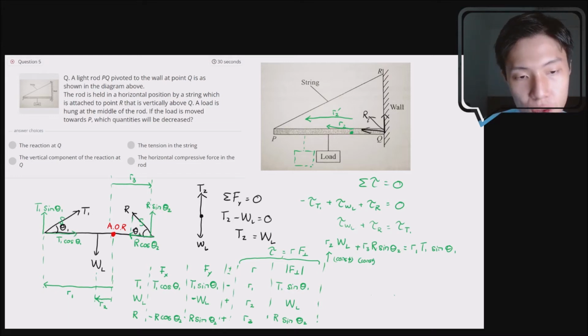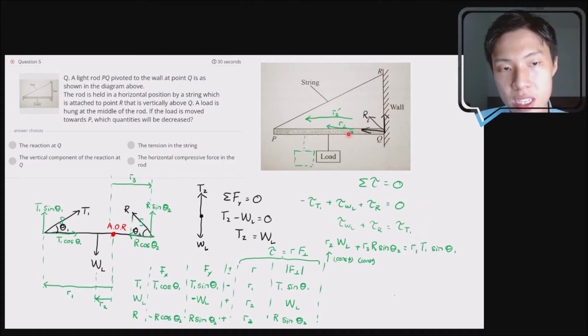The reaction force, you don't know whether it will change or not. That's what they're asking for. The theta here, we also don't know whether it will change or not. We don't know whether the R is pointing in this direction or it will be pointing slightly at a greater angle or a smaller angle. You're not sure, so you leave it like this.